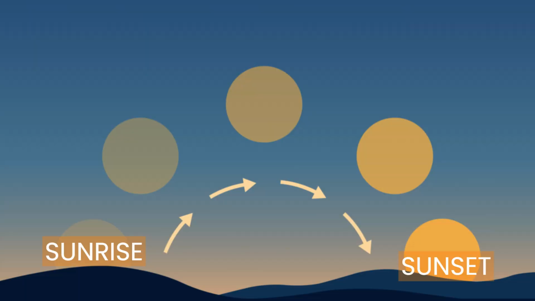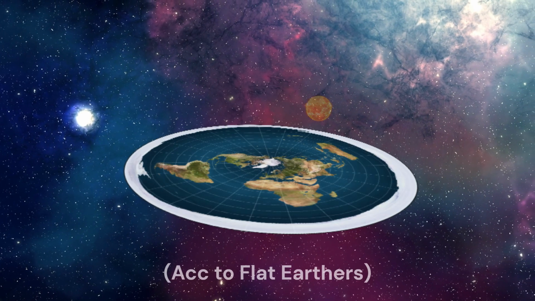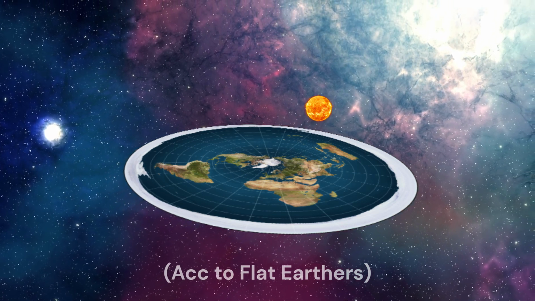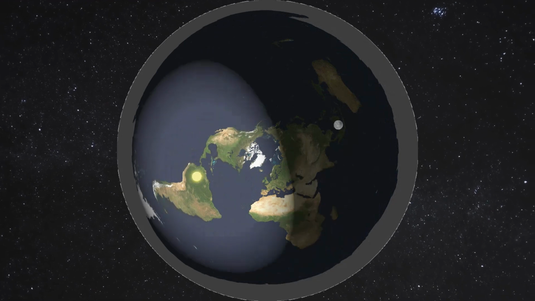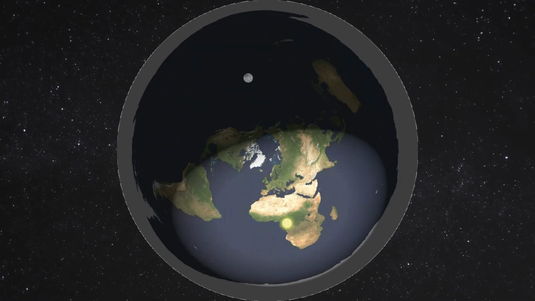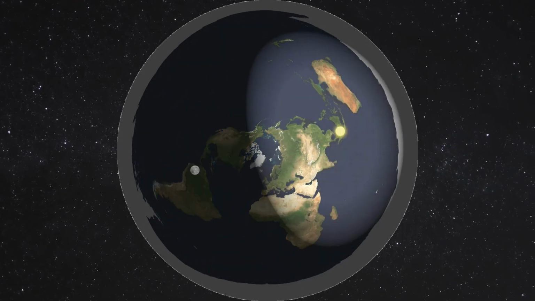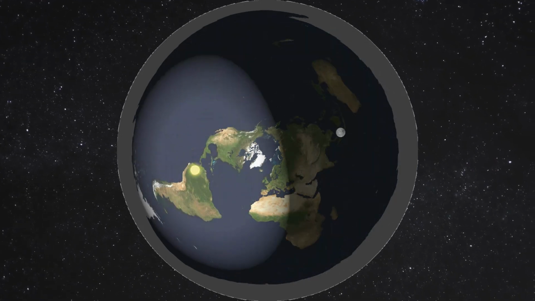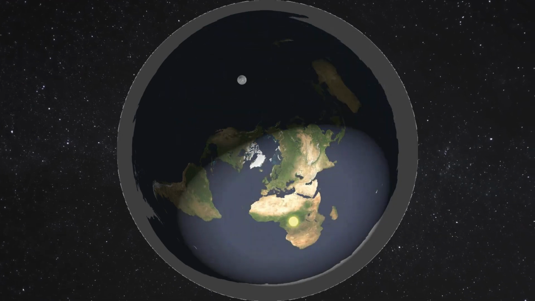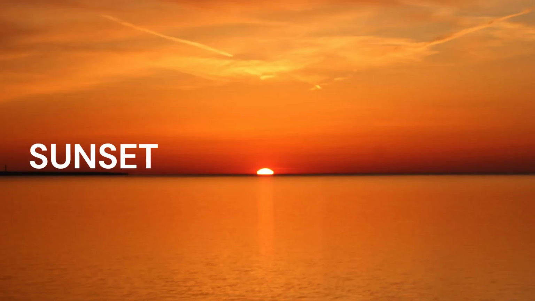Number 6. Sunrise and sunset. According to some flat Earth theories, the sun is much smaller and closer to Earth than what mainstream science suggests. They propose that the sun moves in a circular path above flat Earth, similar to a spotlight, illuminating different parts of Earth at different times. This explanation implies that the sun does not actually rise or set. Instead, it moves beyond the horizon, causing the appearance of sunset and sunrise.